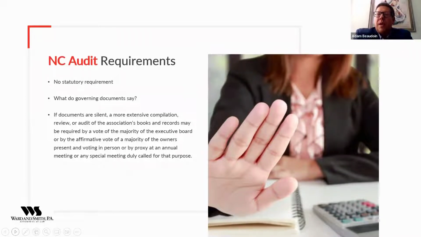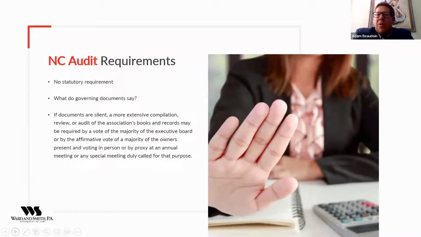And so the place we look to see if your community needs to have an audit would be, what do the governing documents say, right? Do your governing documents require you to have an audit? If so, how frequently? What level of audit? And when Chuck speaks, he can talk about the different levels there are, reviews versus audits, etc.